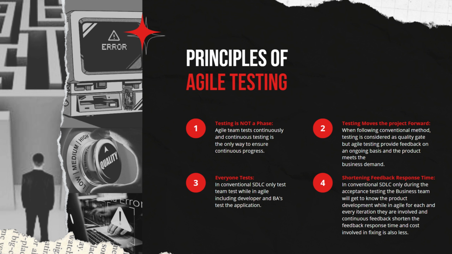The third, everyone tests. In conventional SDLC, only the test team tests, while in Agile, developers and BAs also test the application. And the last one, shortening feedback response time. In conventional SDLC, only during the end of testing will the business team get to know the product development, while in Agile, for each and every iteration they can provide continuous feedback, which shortens feedback response time, and the cost of fixing is also less.